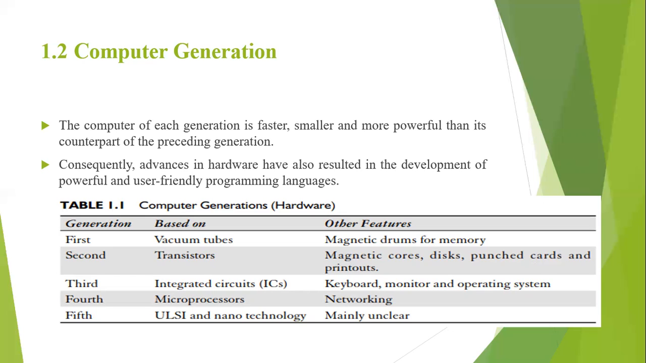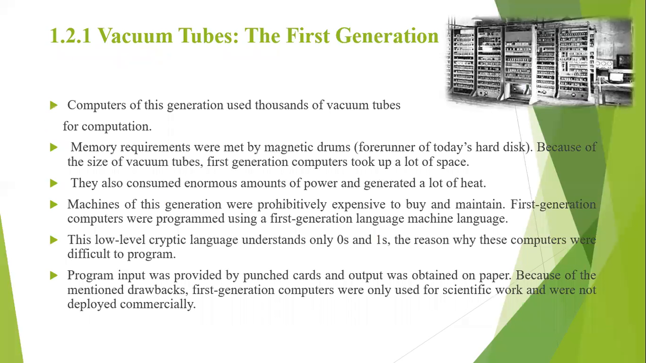You can see table 1.1 showing different computer generations that are based on different technologies. I will talk about each generation in detail in the upcoming slides. So let us talk about the first generation computers. First generation computers used thousands of vacuum tubes for computation.